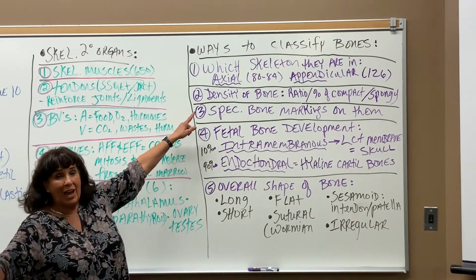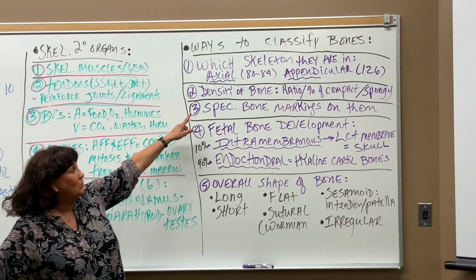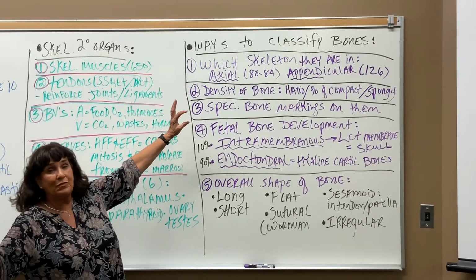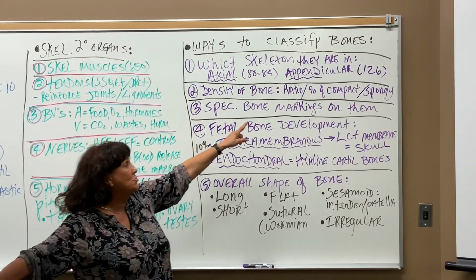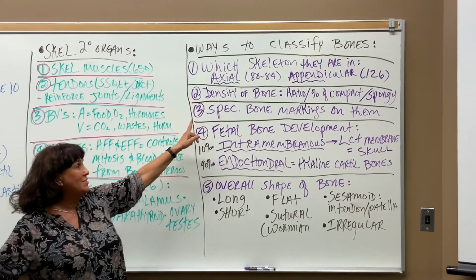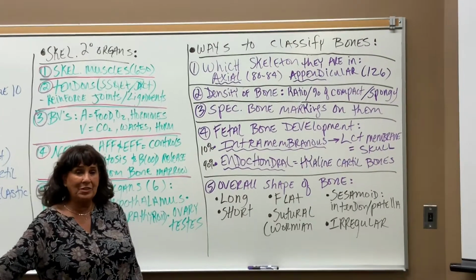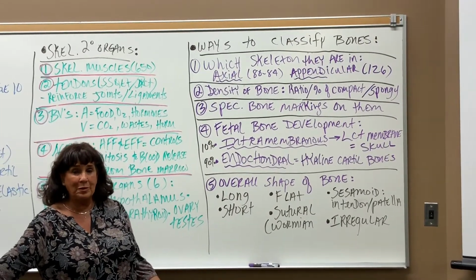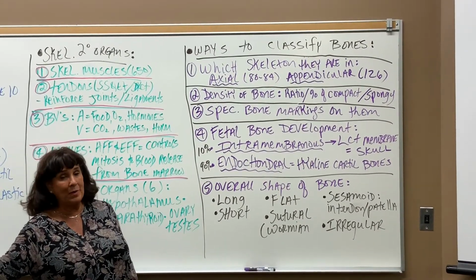Density of the bone. How much thick bone do you have, dense bone versus spongy bone? So it's a ratio of the compact to the spongy. So they just say how much density of the bone. So what's the heaviest bone in the human body? Why, the femur. It has the most compact bone.